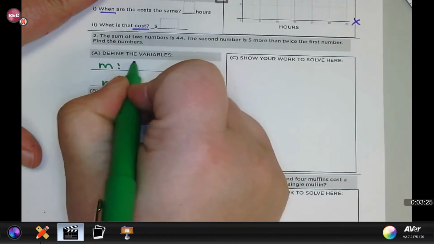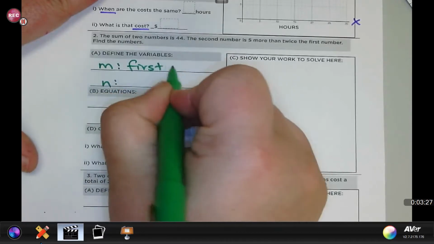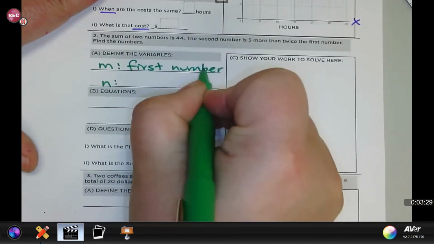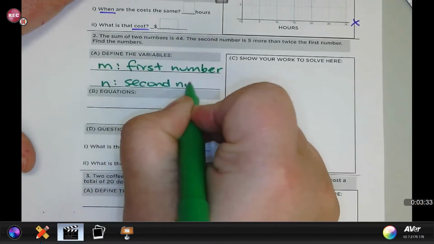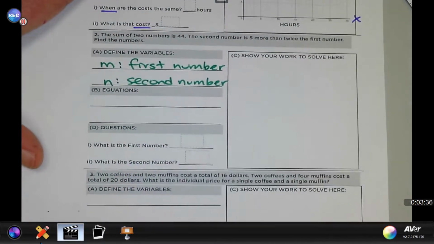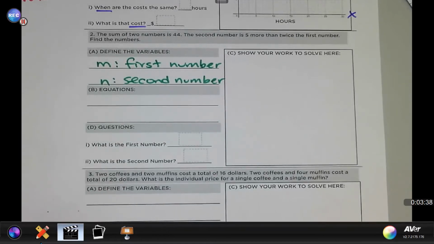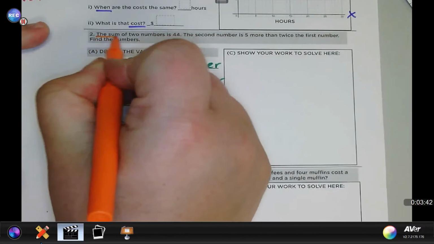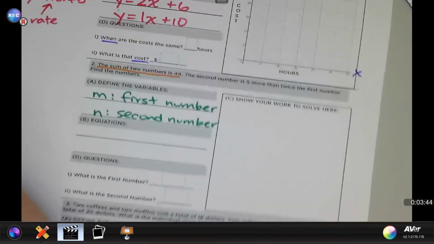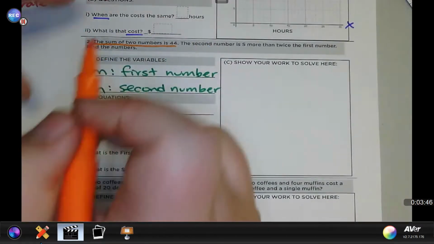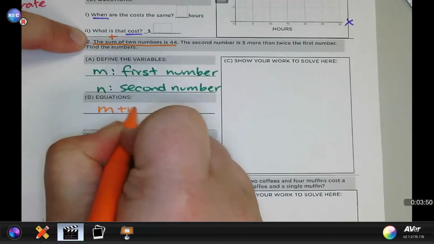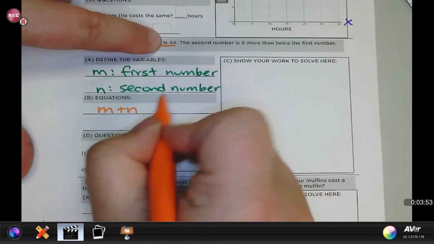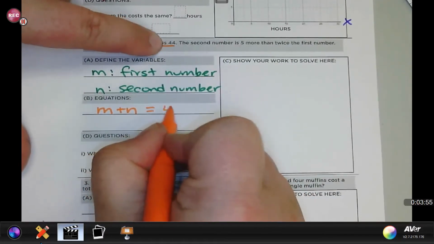So m is going to be my first number, and n is going to be my second number. Okay, and then it says the equations. Well, the equations are basically written out for us in these 2 sentences. The sum of the 2 numbers is 44. So sum means addition. So I'm going to add the 2 numbers, m plus n, and then is means equals, and then 44.